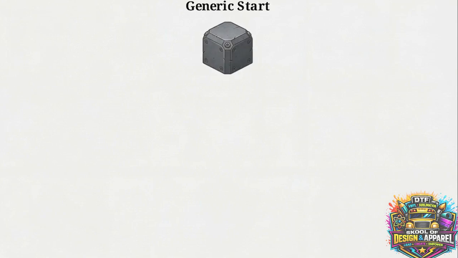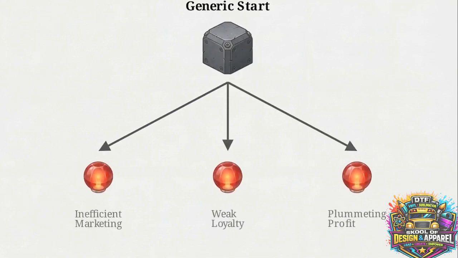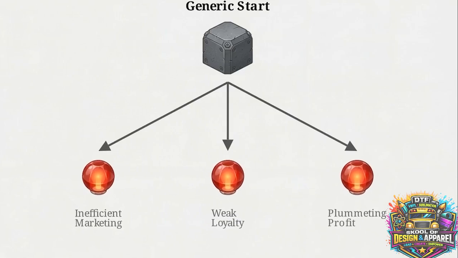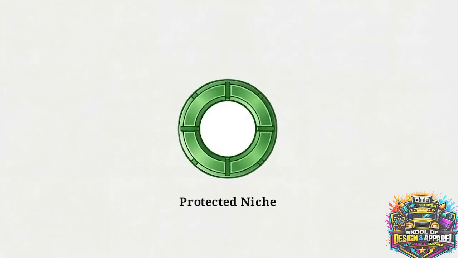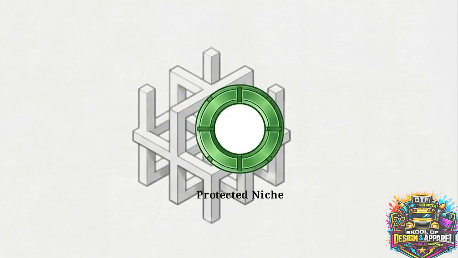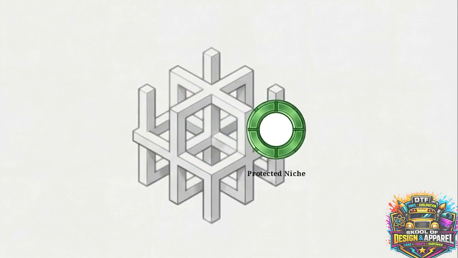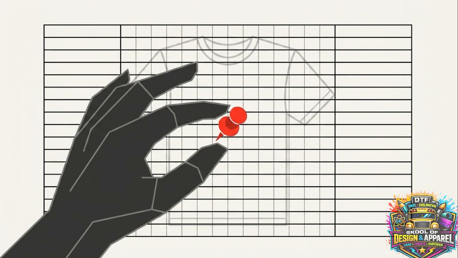This flowchart maps an unfocused brand. A generic start leads directly to inefficient marketing, weak loyalty, and plummeting profit. But a niche functions as a protected segment, a high-density pocket where your brand takes root in a specific culture. Surviving in this industry demands a complete reversal of the typical creative process.